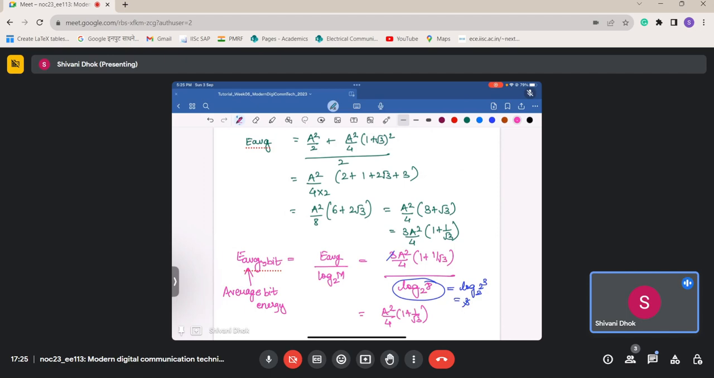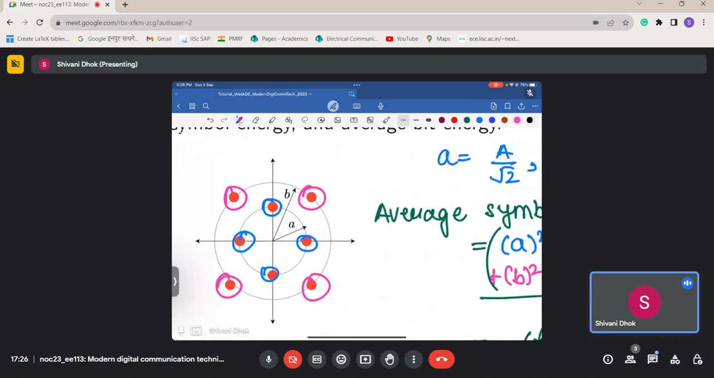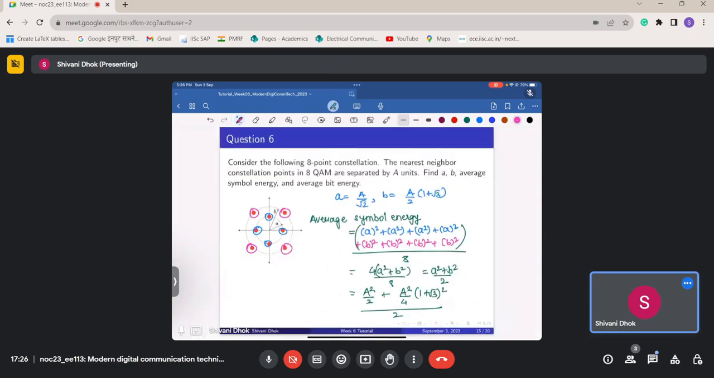I think you got confused with my notation E average comma B. That B was corresponding to bit. So we need to find average bit energy. This B is simply the radius of this. It has nothing to do with your bit. Is that what you wanted to ask?